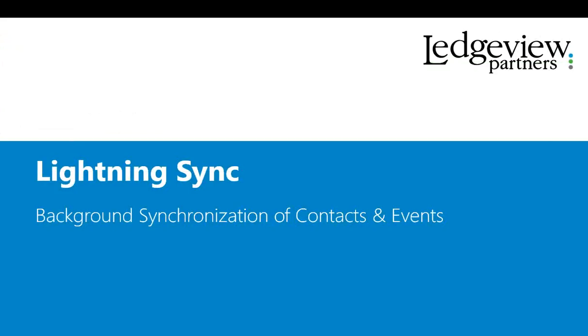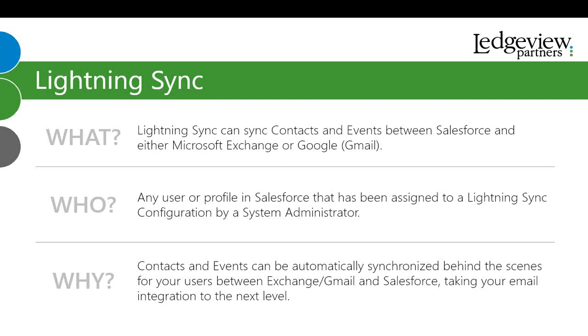So moving on to the next piece, Lightning Sync. So when Lightning for Outlook came out, they realized, we might have to split this. We don't necessarily want the client running all the time to be able to synchronize some of these things. So Lightning Sync is that background synchronization process, and it manages contacts and events. So it handles all of that communication from Exchange or Google accounts, Gmail, and Salesforce.